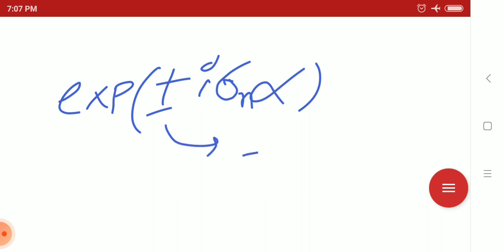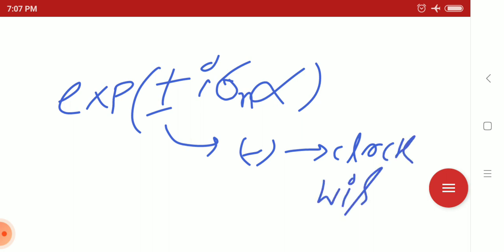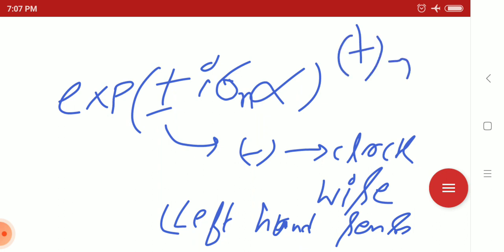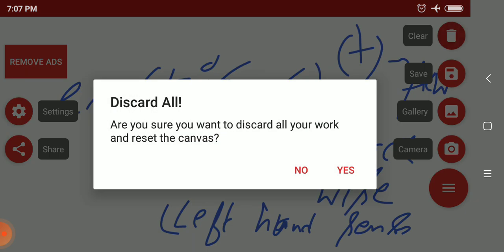Now what significance does the minus sign have? Minus sign has a physical significance: when you rotate clockwise, or left hand sense, then it will be minus. But when you rotate in the positive, that means anti-clockwise sense, then it will be plus. Now return back to the question.